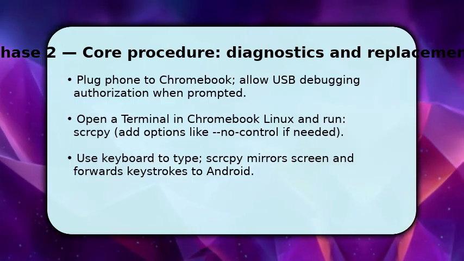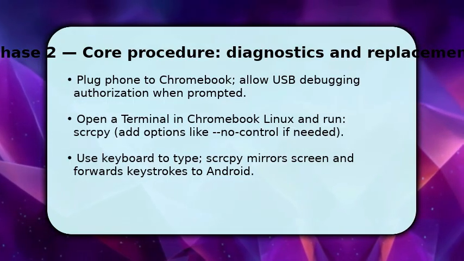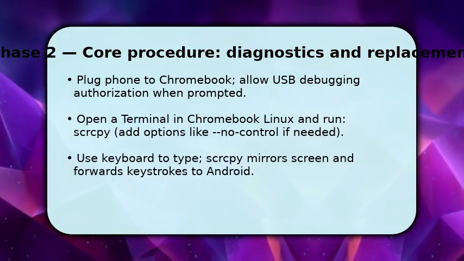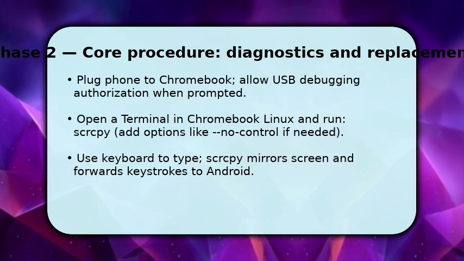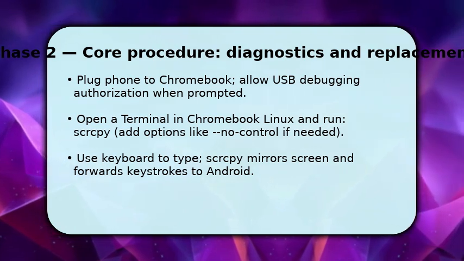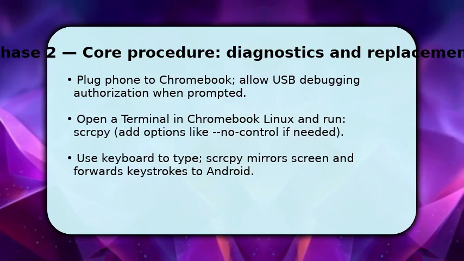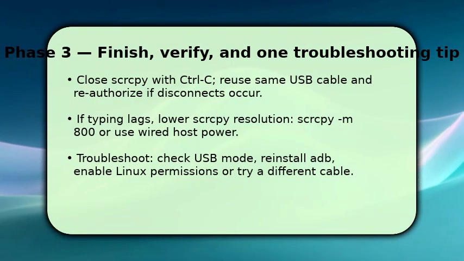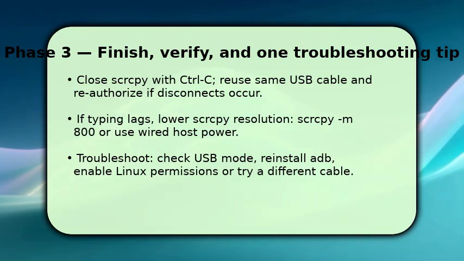You can add options for resolution or bitrate if performance lags. Make sure the phone is set to file transfer or default USB mode if the authorization dialog didn't appear, and then rerun scrcpy so the session starts correctly. To finish, close scrcpy when done with Ctrl-C. Your Chromebook keyboard will then return to normal.